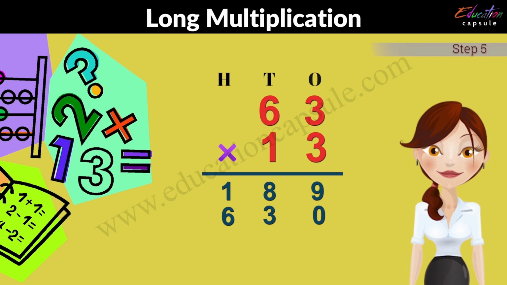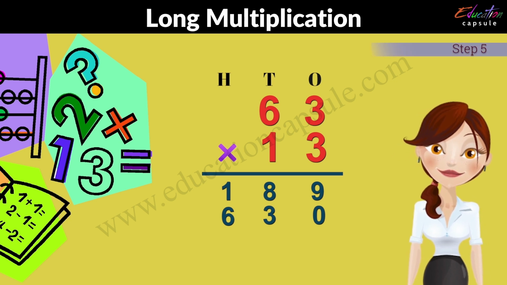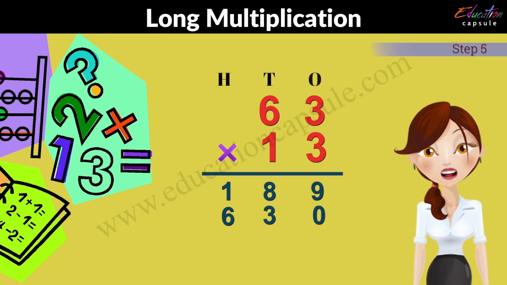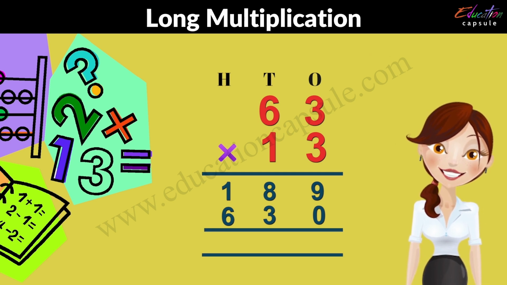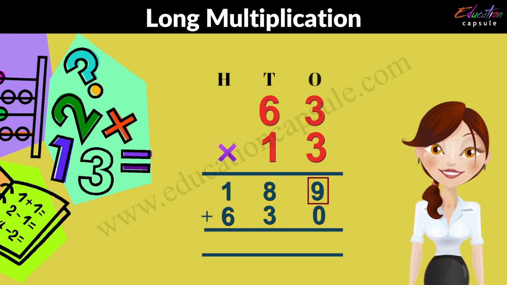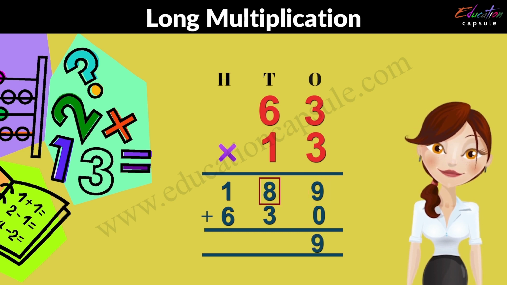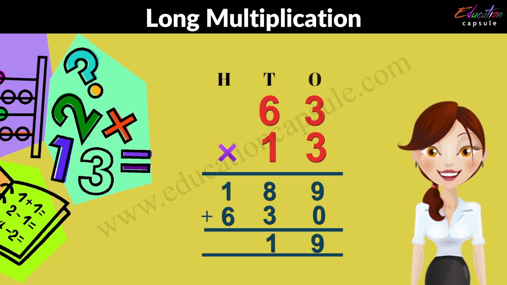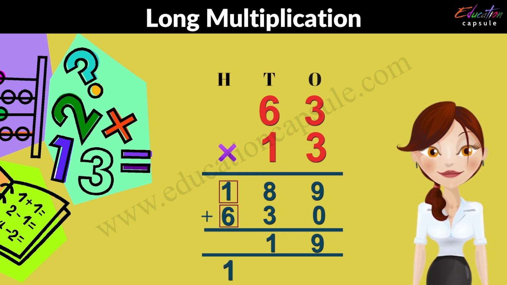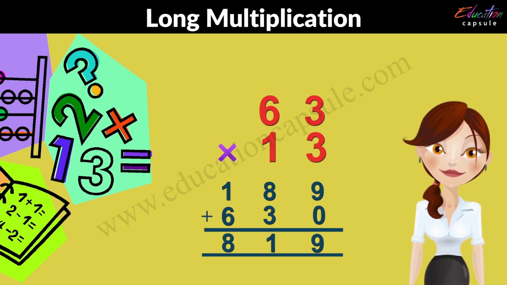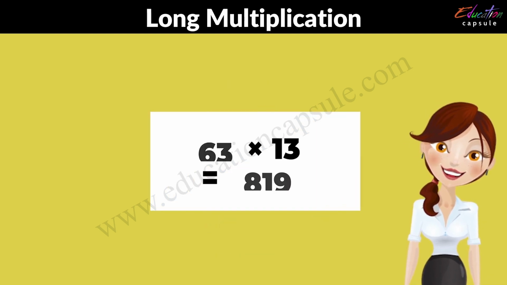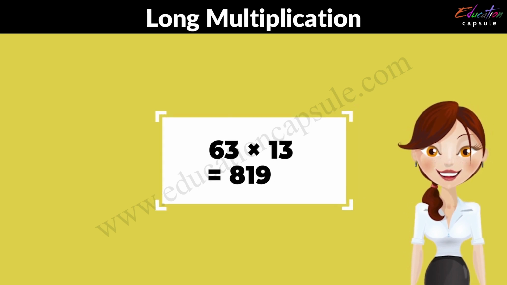Step number 5. Add the products. So we will add 189 and 630. 9 and 0 is 9. 8 and 3 is 11. 1 there and we will exchange the 1. 1 and 6 and 1 is 8. So 63 times 13 is 819.